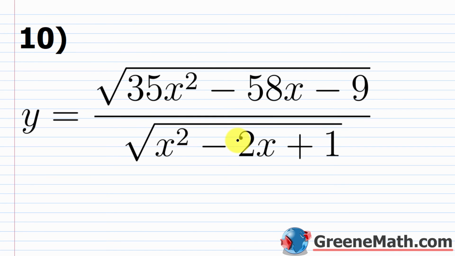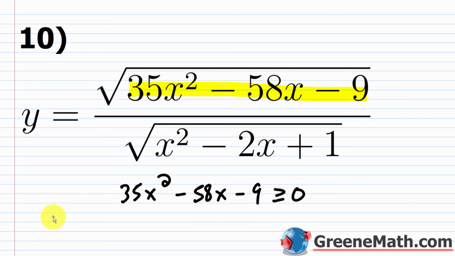All right, let's take a look at problem 10. So here we're going to have y is equal to the square root of 35x squared minus 58x minus 9. This will be over the square root of x squared minus 2x plus 1. Okay, so once again, I'm thinking about this square root operation in the numerator, and the radicand here needs to be non-negative. So I would write that 35x squared minus 58x minus 9 needs to be greater than or equal to 0. So we need to solve that.